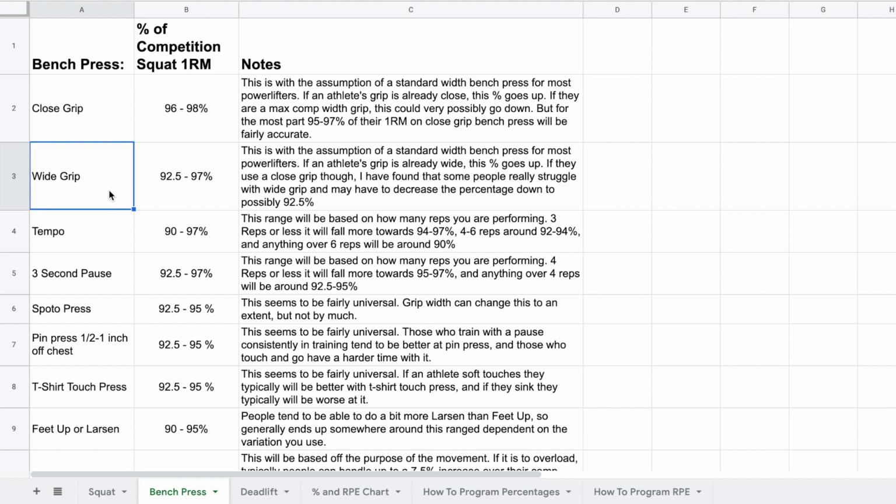My programming of those is going to be dependent on someone's natural grip. If they're naturally closer, we're probably going to program some wide grip. If they're naturally wide grip, we're not going to program wide grip because they're already wide. We're going to program close. So wide grip, same as close grip, is usually going to be 3 fingers wider than what your normal competition grip is.